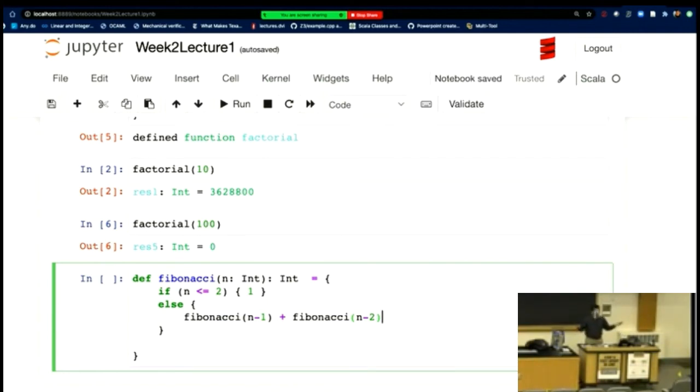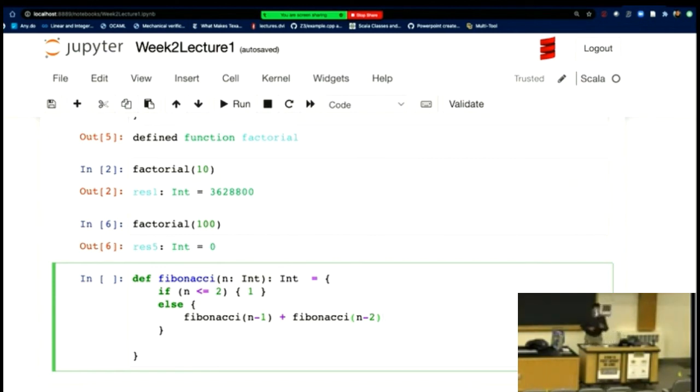Because think about it. This is how Fibonacci himself defined his numbers, and this is how we are writing the code. How much more natural can you get? The code is exactly as you would write a math definition. Great. And that's what recursion gives you: the convenience of writing code that's very close to the definition. Everyone okay with Fibonacci? Okay.